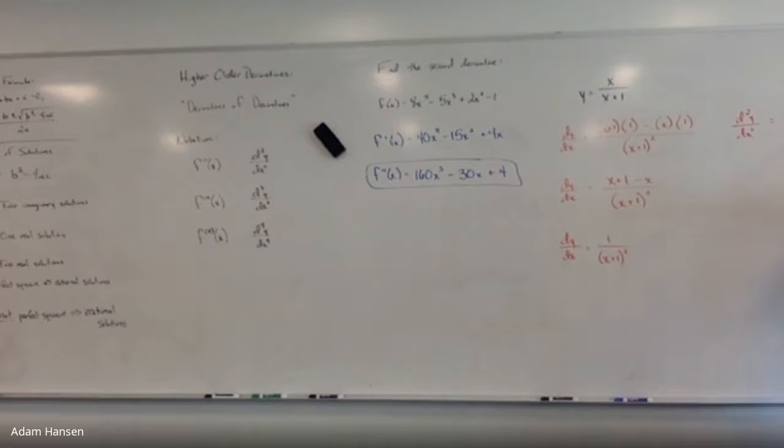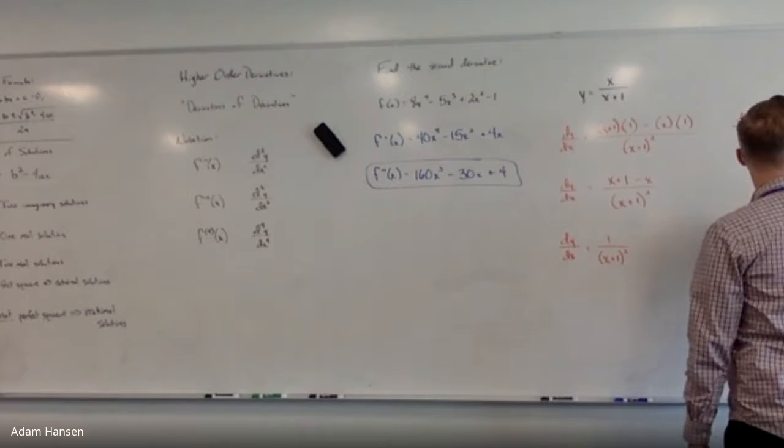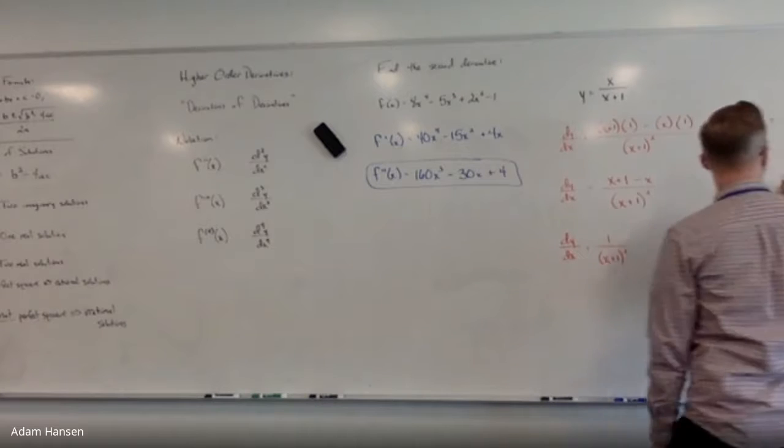2 times quantity x plus 1 to the first, over x plus 1 squared squared. X plus 1 squared squared again is x plus 1 to the fourth. So obviously multiplying by 0 here means that that's pretty much gone. Negative 1 times 2 is negative 2 times quantity x plus 1, divided by quantity x plus 1 to the fourth.